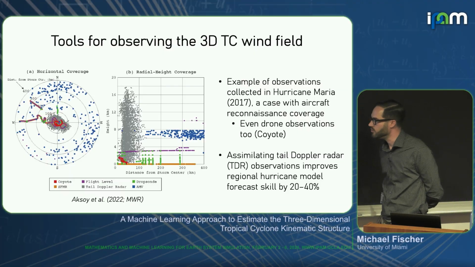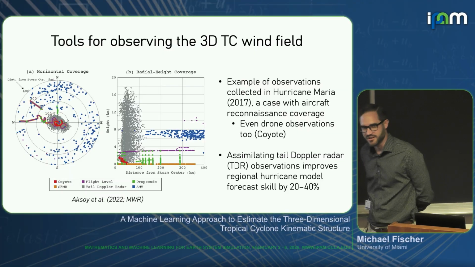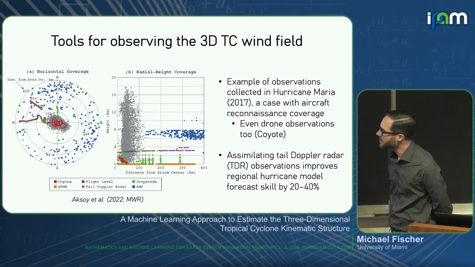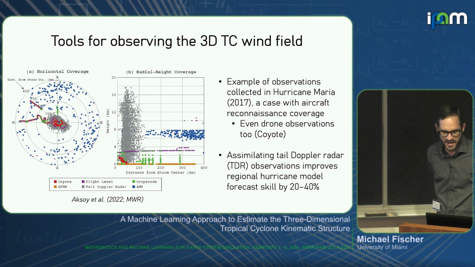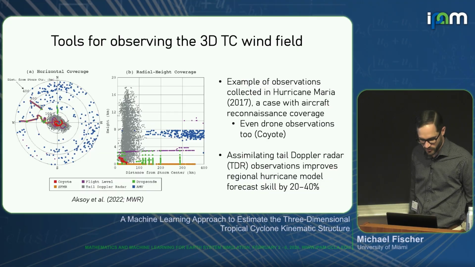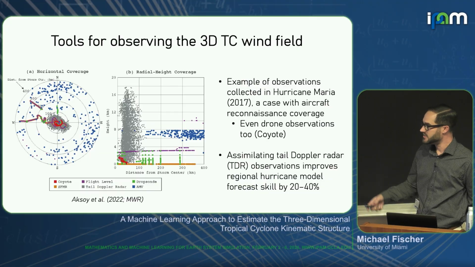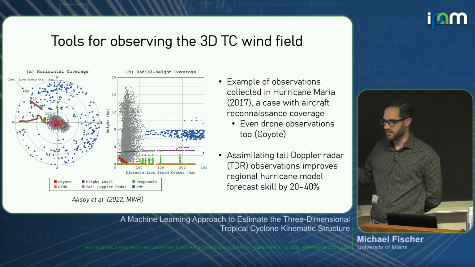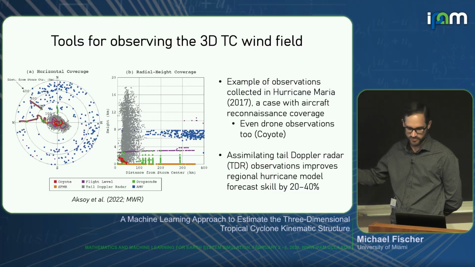So how do we observe the 3-dimensional wind field? Right now, the best tool we have, in my opinion, and I'm a little biased, is the tail Doppler radar. But to illustrate that, I have this figure from a paper that Altuak led a couple years ago.